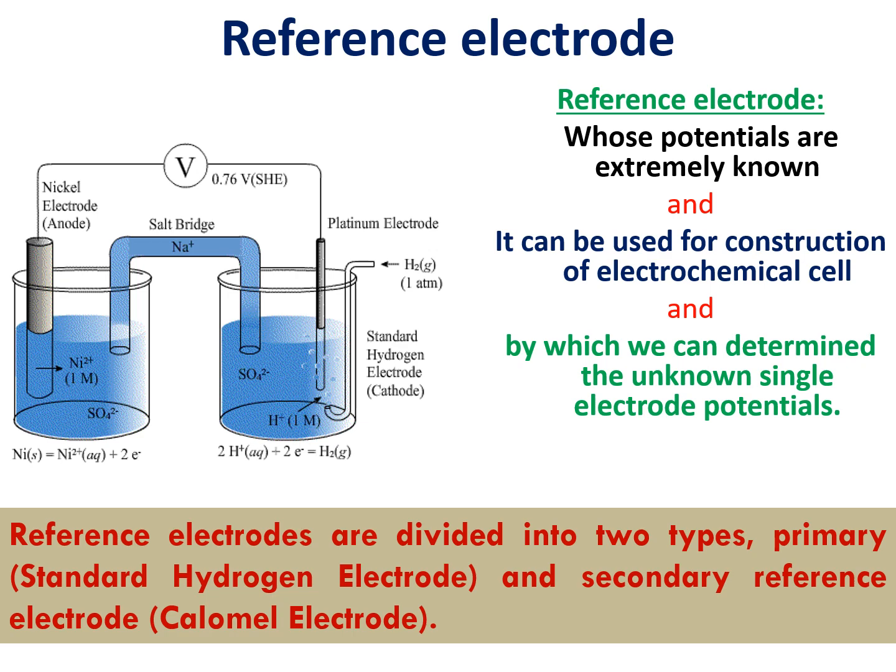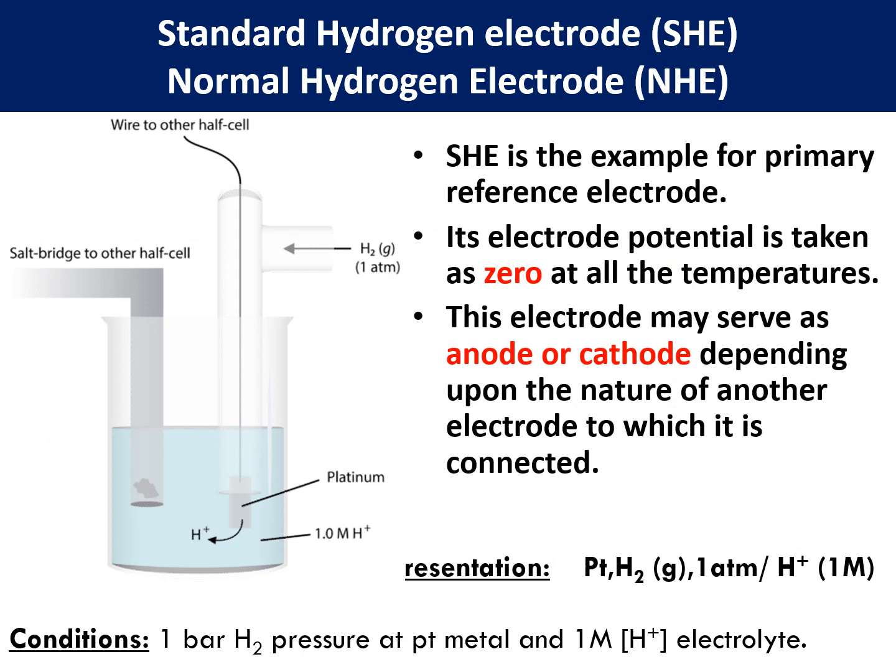There are two types of reference electrodes: the primary reference electrode and the secondary reference electrode. These two will be discussed in this topic. Let's start with the standard hydrogen electrode, SHE. It is also called the normal hydrogen electrode, NHE. SHE is the example of a primary reference electrode, and its electrode potential value is arbitrarily fixed as 0 at all temperatures. So the SHE electrode potential value is 0.